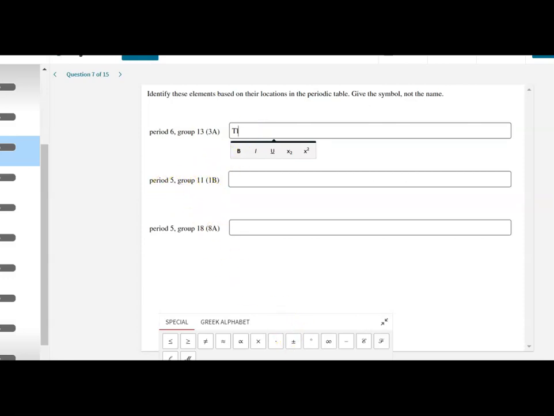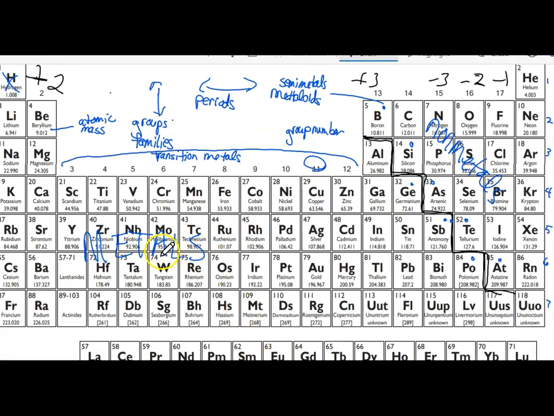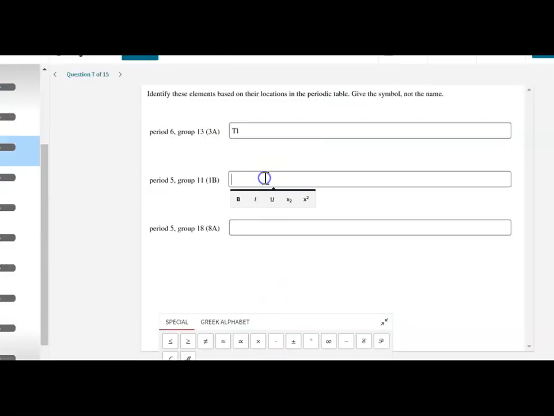Period 5, group 11. So here's period 5, group 11 is right here, so that's silver. Put in Ag. And remember that the ones that don't really match their names, we've known about them for a long time, so their symbol is based off their Latin name.